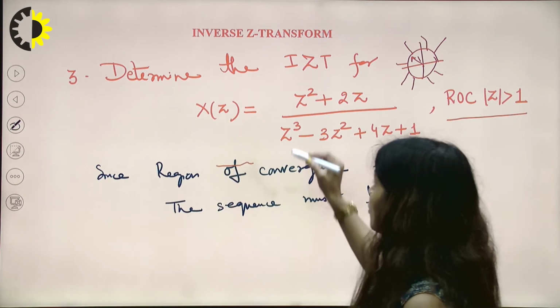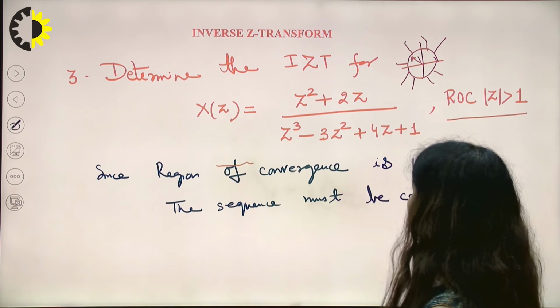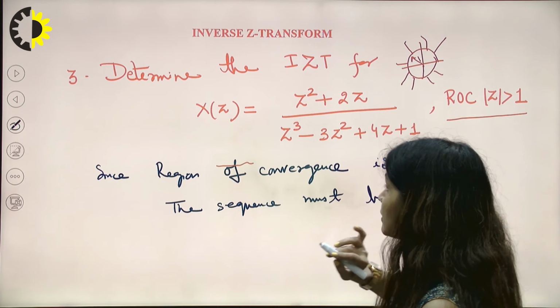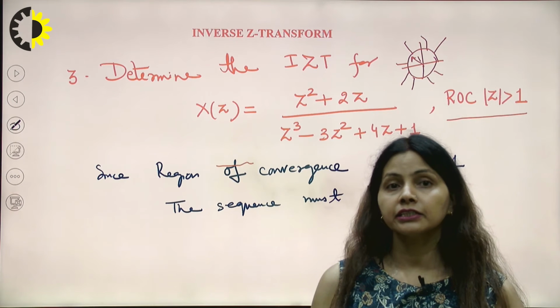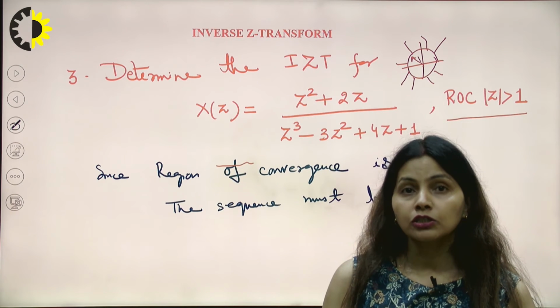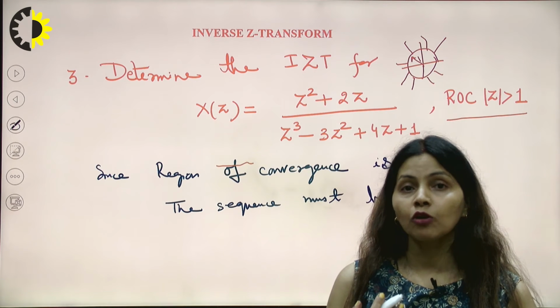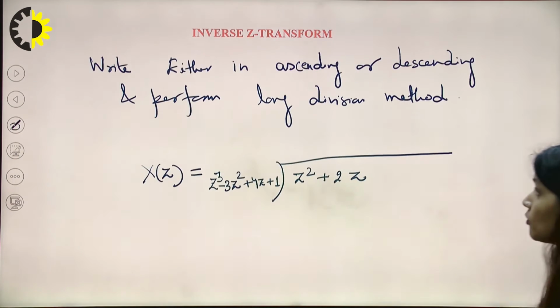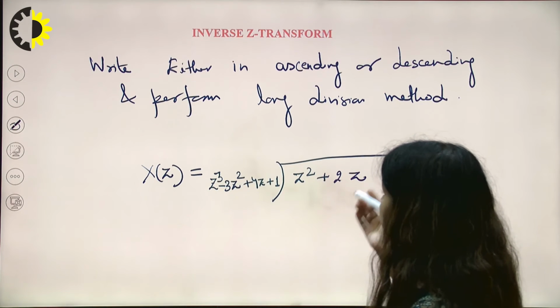So for nz upon dz, the region of convergence is mod z greater than 1. If it is greater than 1, it is lying outside the circle, so the system must be causal, and whatever sequence I am getting should be causal in nature. Okay, so let us perform this long division method.